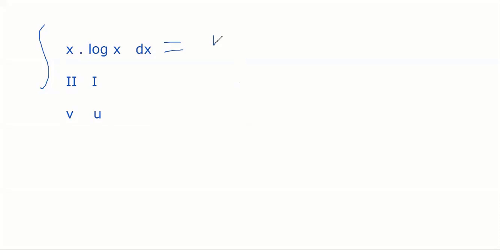u is log x, guys. Sorry. Log x first into integration of second. What is integration of x? x square by 2. Correct. Minus integration of differentiation of first. Differentiation of log x is 1 upon x. Very good. Into, again, integration of second, so x square by 2, dx.